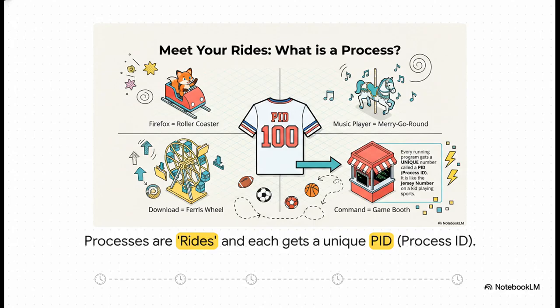And just like any well-run park, we need to keep track of them all. So every single ride gets a unique number. It's the process ID, or PID for short. Just think of it like a jersey number. It's how you can point and say, I'm talking about that specific ride, number 734.